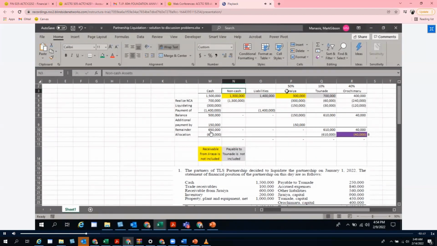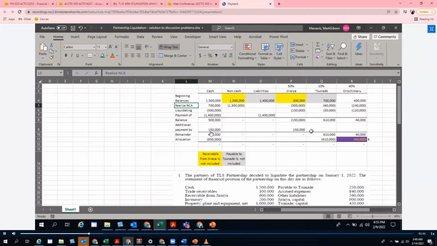So pag-usapan natin yan later on. And then also keep a separate column for each of the partner, no? So what I did here is I also place on top, no, yung profit and loss sharing, no? So it's 5:1:4 or simply 50%, 10%, and 40%. No? Okay, so isa-isa natin. Ito, lagay ko lang dito, beginning balances. So beginning balances, 1,500,000, that's given.